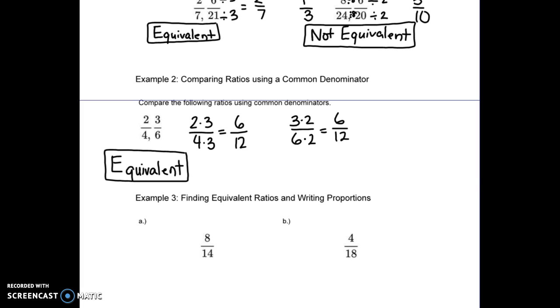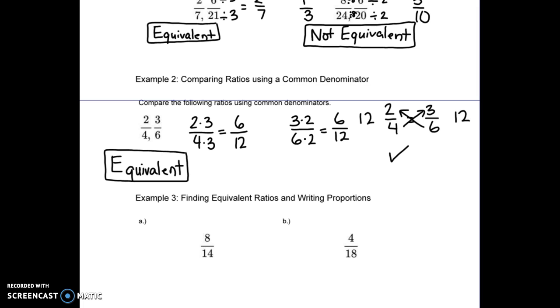A third way you can do this, the way I prefer, is using that butterfly method. So we can say 2 over 4 and 3 over 6. So we're comparing these. Remember, butterflies just cross products. So I'm going to do 6 times 2, which is 12, and 4 times 3, which is 12. If I get the same thing, they mean the same thing, so they're equivalent.